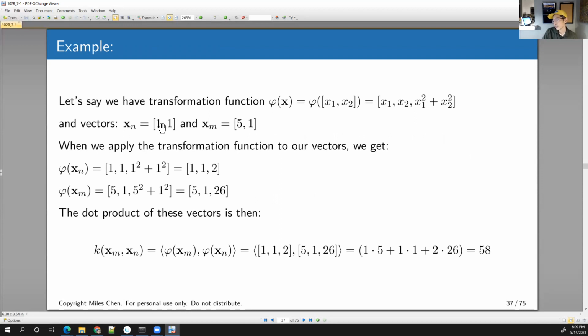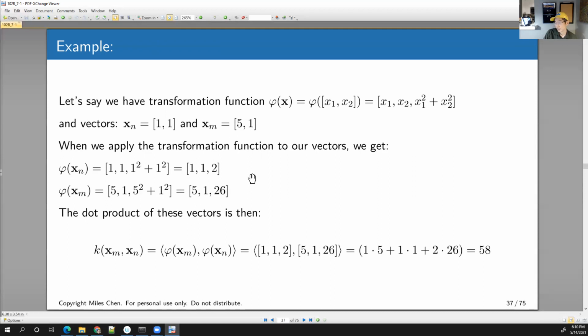Okay, and so let's say we have two vectors. xn is (1, 1), and xm is the vector (5, 1). And what we're going to do is transform these using this. So (1, 1) becomes (1, 1, 2), right? We preserve x1, which is 1. We preserve x2, which is also 1. And the third element in this vector is going to be x1 squared plus x2 squared, which is 1 squared plus 1 squared, which is 2. And here I have (5, 1). (5, 1) will become the vector (5, 1, and then we do 5 squared plus 1 squared, and that becomes 26.